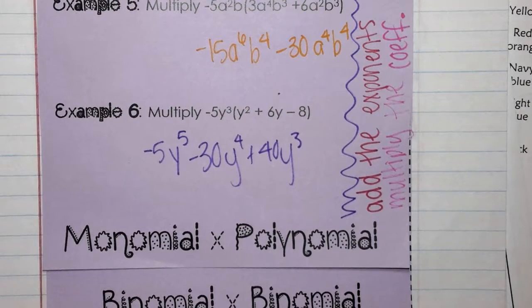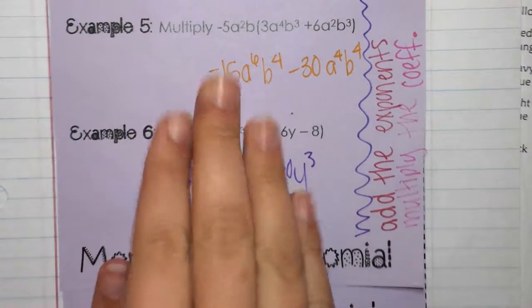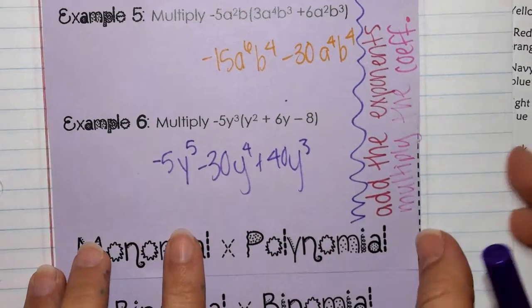Alright, so tomorrow we're going to do binomial times a binomial because it's a special way to do those. So today on the back of our paper we're going to keep practicing a monomial times a polynomial. So please turn your paper over.